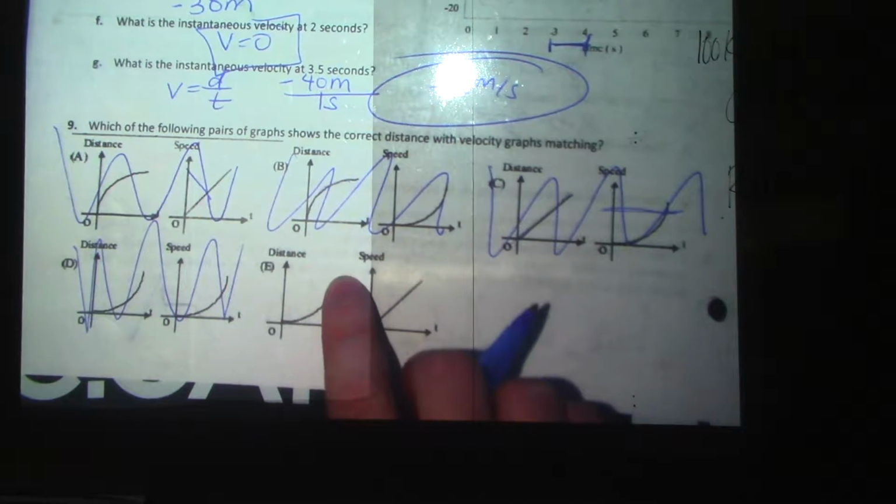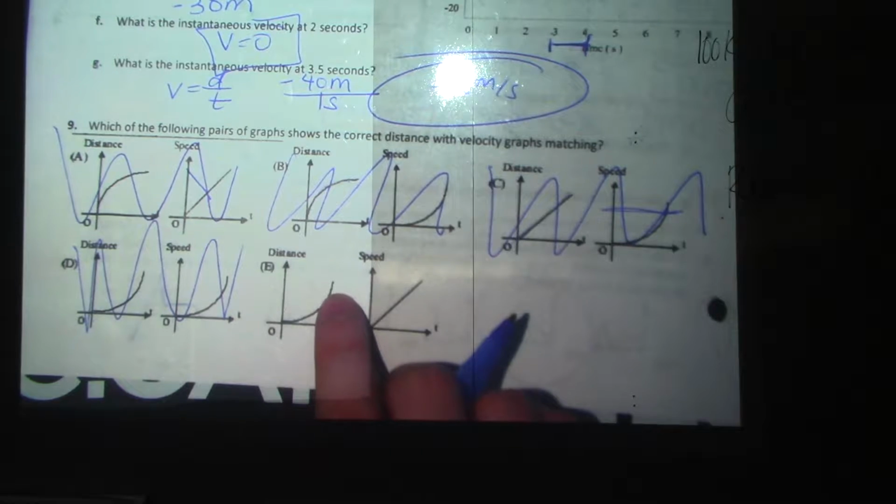And then this one is getting steeper, and this one is also getting steeper. These will never be the same. This one getting steeper means that my velocity is increasing. I'm getting faster and faster, so my speed should be increasing, so E is the correct match.